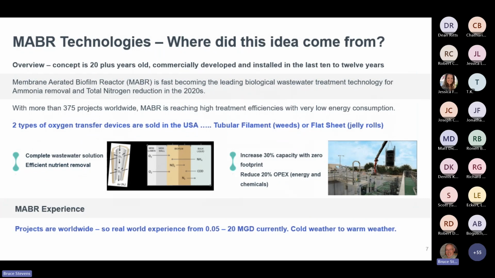So MABR technologies have been around for 20, 25 years. Conceptually, they came up at the end of the 20th century, and now that we're in the 21st, we've really started to develop them, commercialize them, and many have been installed over the last 10 to 12 years. There's two different kinds of oxygen transfer devices. One of them is the tubular filament, what we call weeds, or our flat sheet design, which is, call it, a jelly roll. It looks similar to one. It's a good nickname, a good way to describe it.